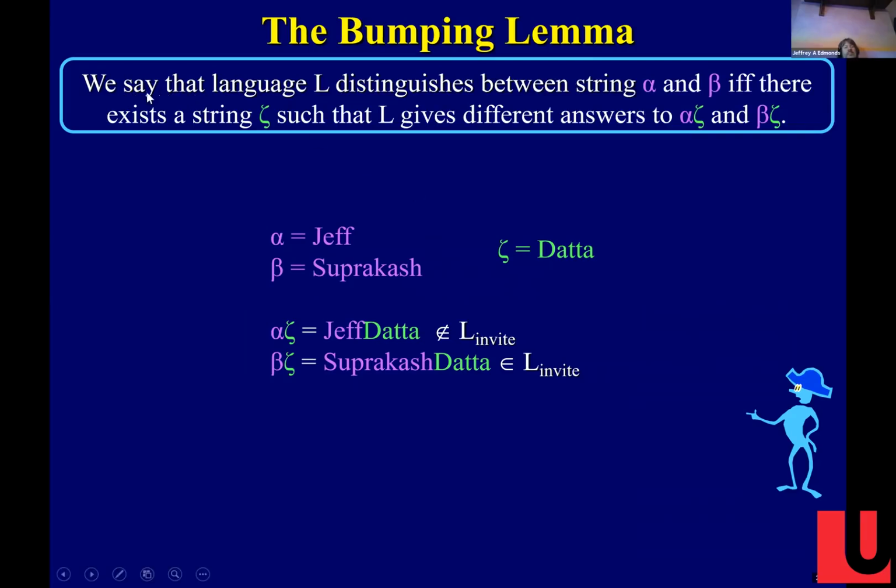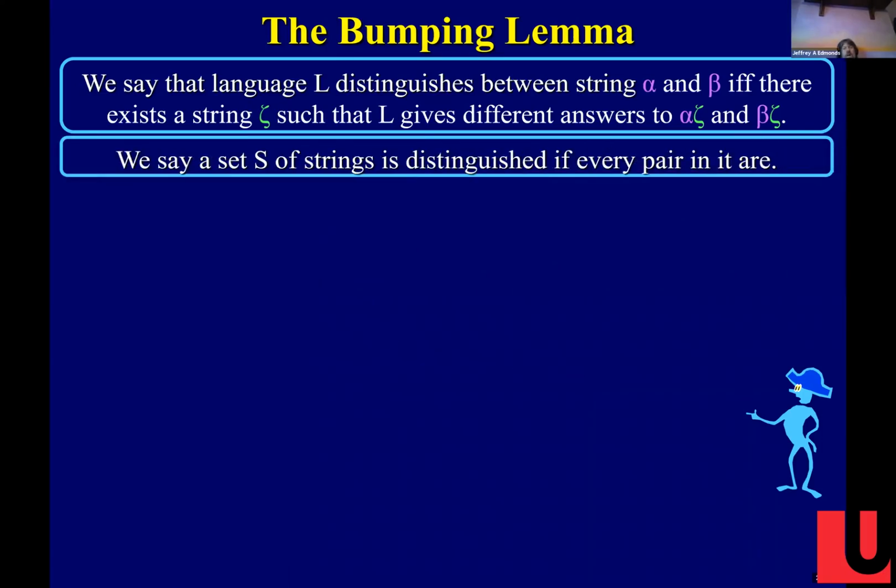So this is what we said before. We say a language L distinguishes alpha and beta if there exists a zeta such that alpha zeta and beta zeta have different answers, all right? And in this case, Jeff Data and Supercash Data have different answers, and hence the language distinguishes between Jeff and Supercash.